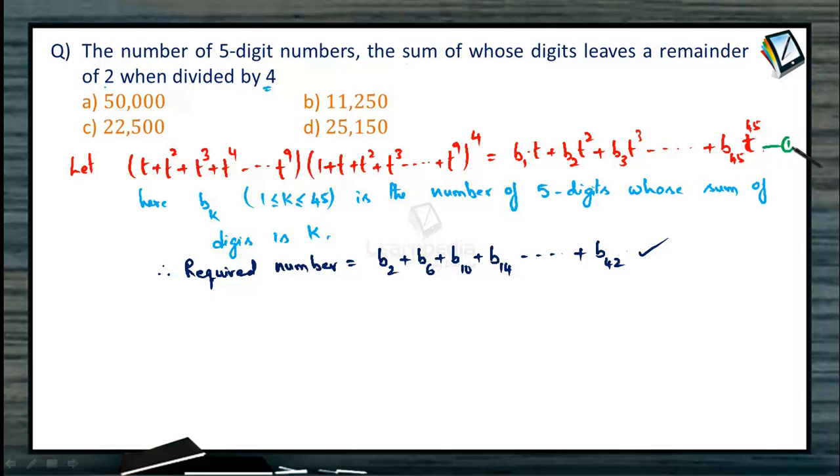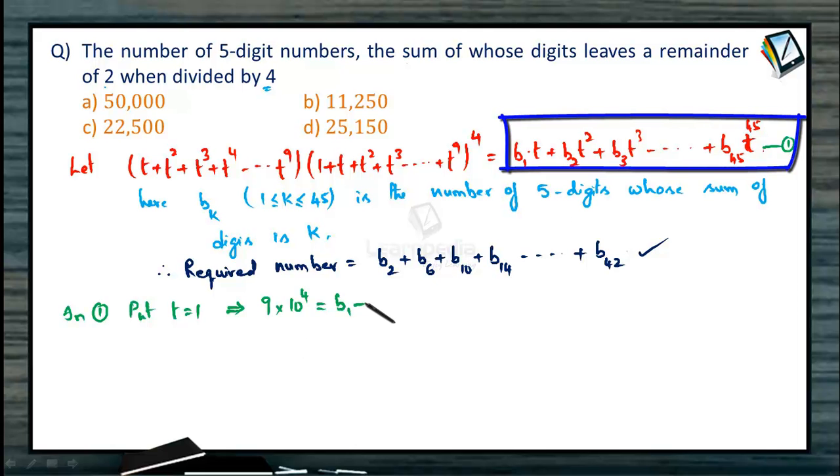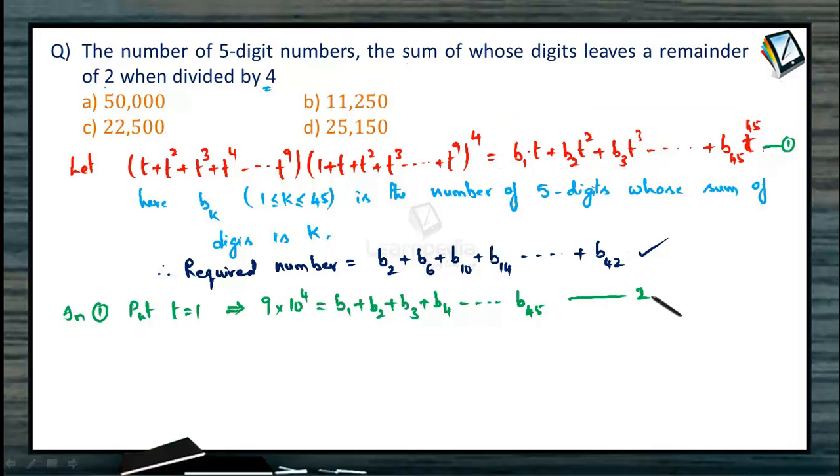If we call this equation 1, in equation 1 let's put t equal to 1. What will happen to this equation? This side it will be 1 plus 1 added 9 times, so it is 9 into, how many terms would be here? There will be 10 such terms, so 10 raised to the power 4. What happens when we put t equal to 1 here? We get b1 + b2 + b3 + b4 so on up to b45. Let's call this equation 2.